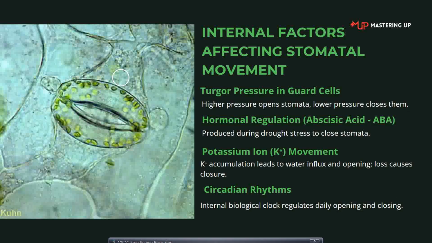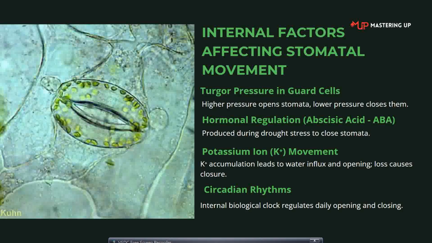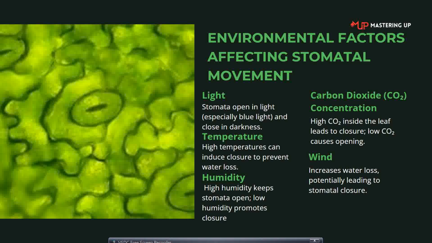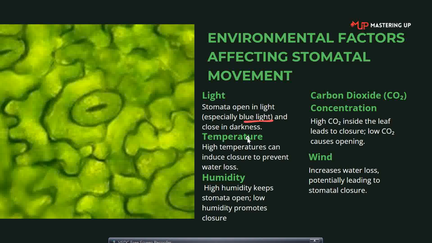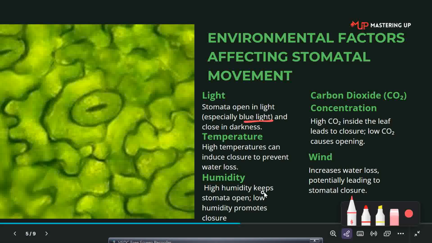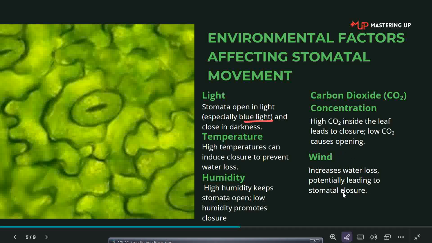Let's just have a revision. Environmental or external factors affecting the stomatal movement are, first, light. Stomata open in light and close in darkness, especially in the case of blue light. Temperature: high temperature can induce closure to prevent water loss. Humidity: high humidity keeps stomata open, low humidity promotes closure. Carbon dioxide concentration: high CO2 inside the leaf leads to closure, and low CO2 leads to opening. Wind: increased water loss potentially leads to stomatal closure.